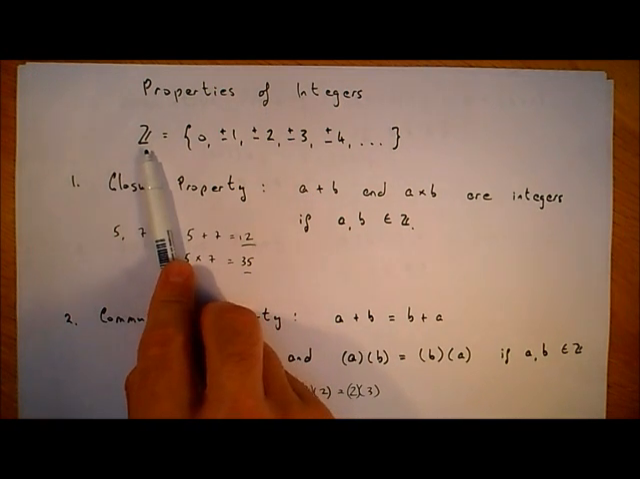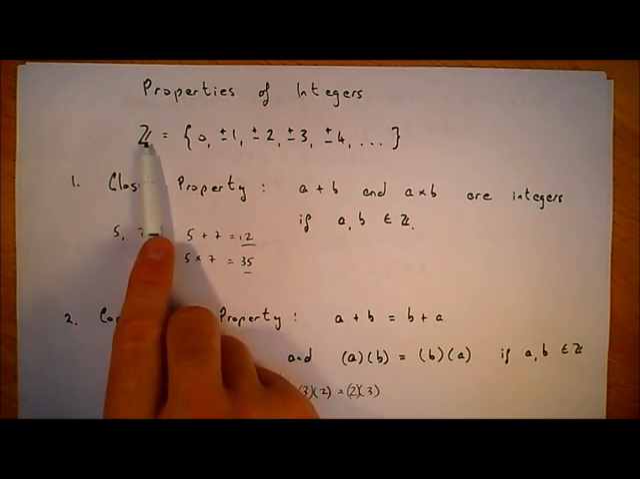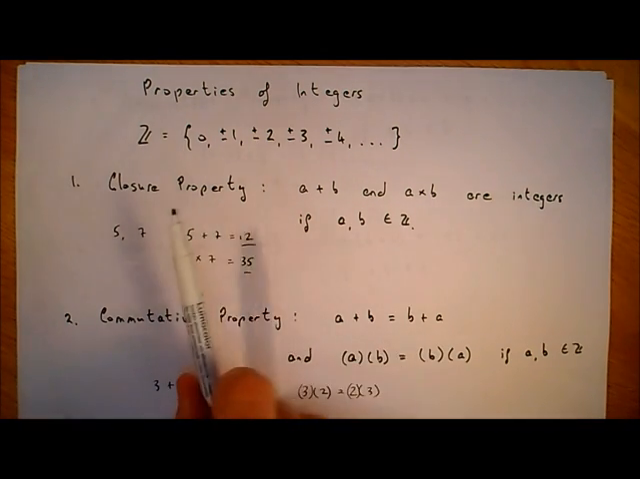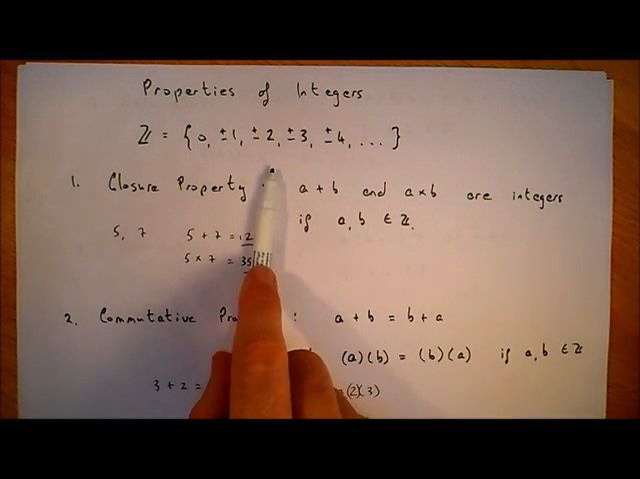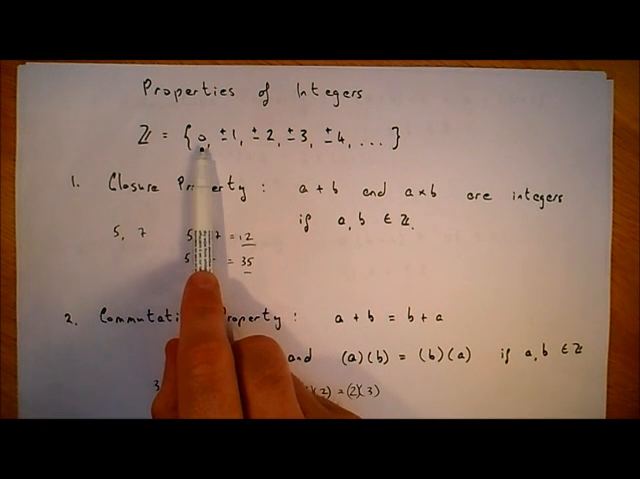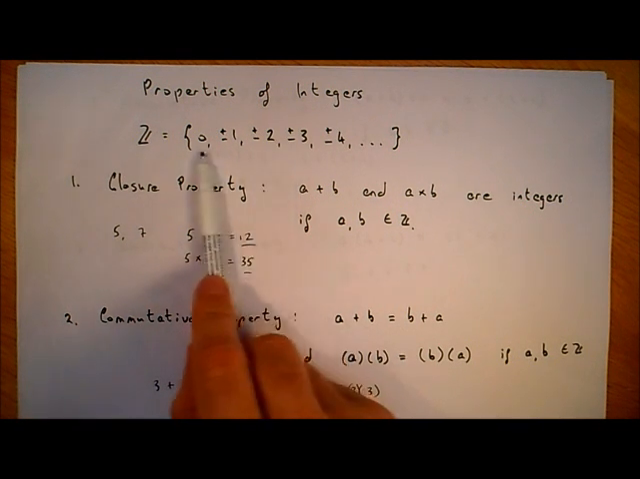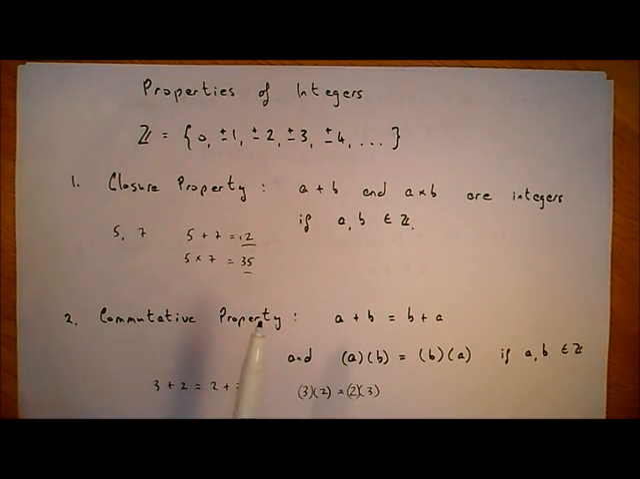The symbol for integers, the set of integers, is the symbol Z with this kind of a line going down the side of it. And integers are positive and negative whole numbers and 0. So 0 is an integer, plus or minus 1, plus or minus 2, plus or minus 3, all the way up to plus or minus infinity. So any positive or negative whole numbers and 0 is an integer.